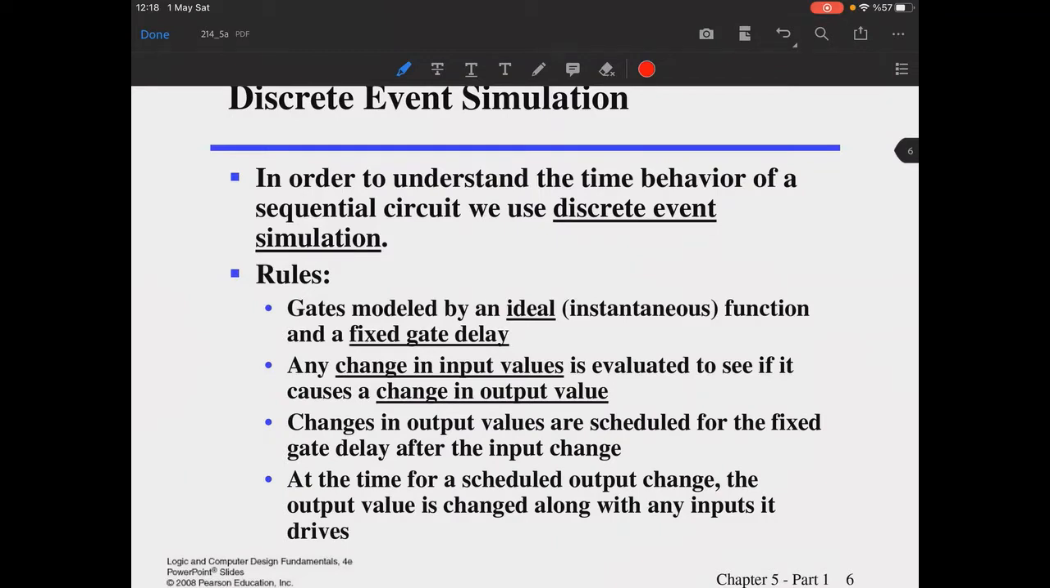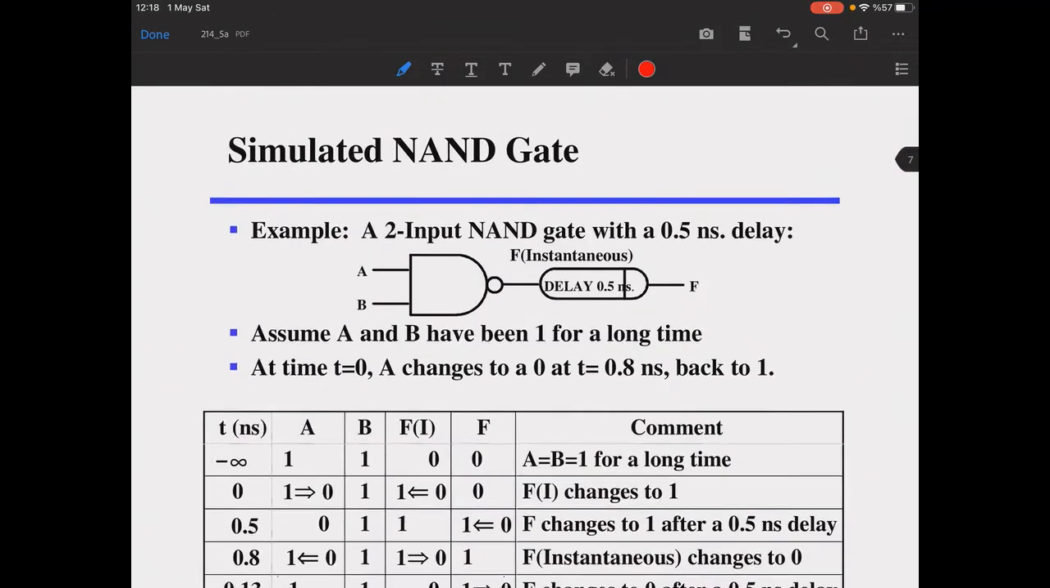But your functions are ideal, like we assume that they ideally change at any given time. So any change in input values is evaluated to see if it causes a change in output value. You track it, and the changes in output values are scheduled for after a fixed gate delay when your inputs change. So then after that delay, your relevant outputs change with it as well.